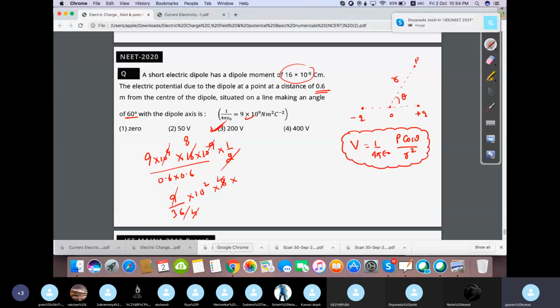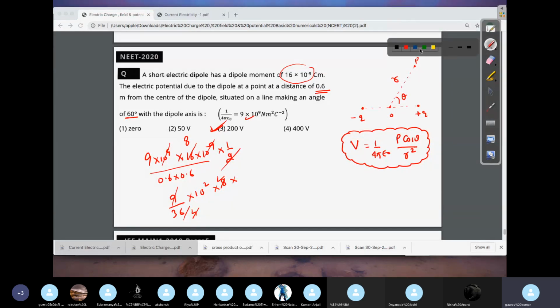You can see here that if theta is 90, what will happen? Your V will come out to be 0. That is what we were reading just now. If you make theta 90, V automatically becomes 0. You can see from here also. Same result. Right?